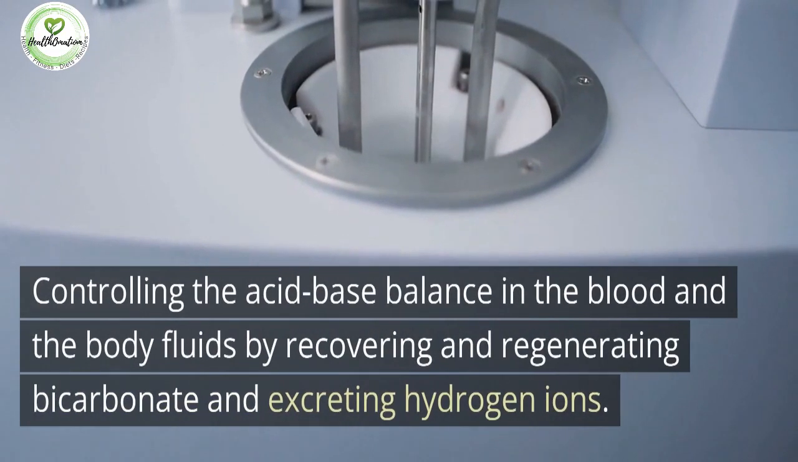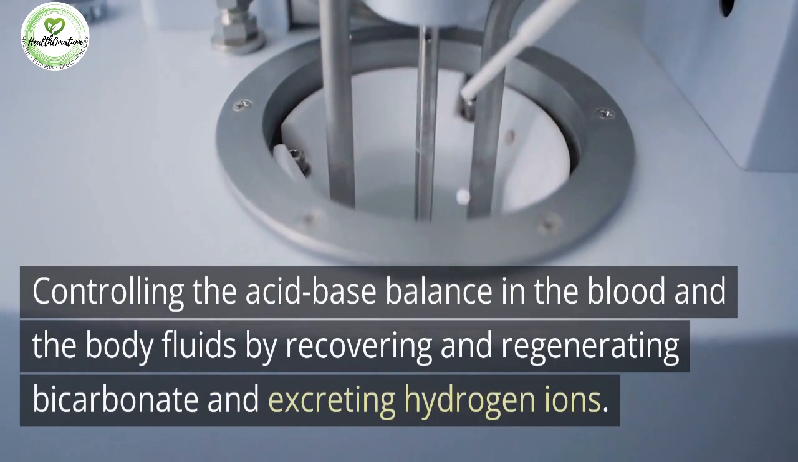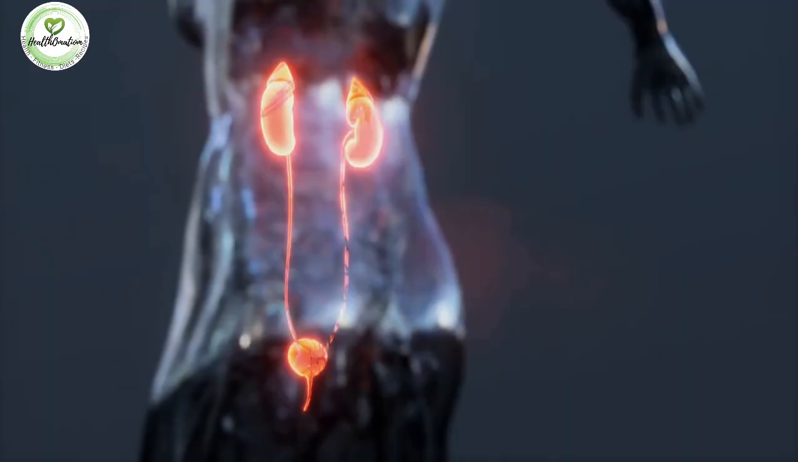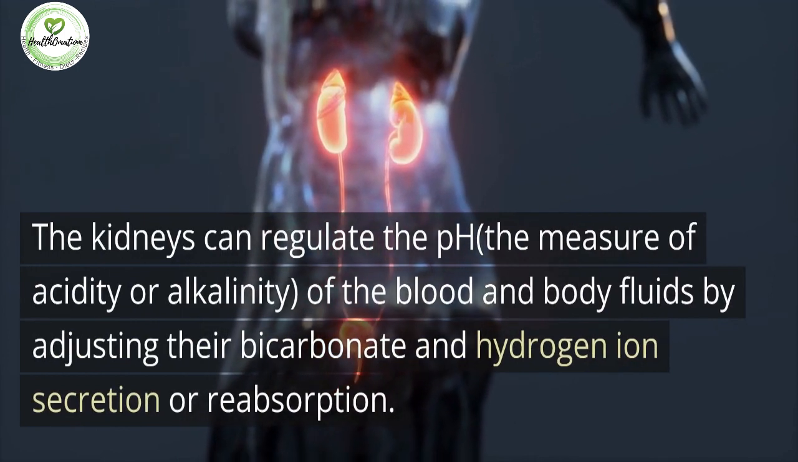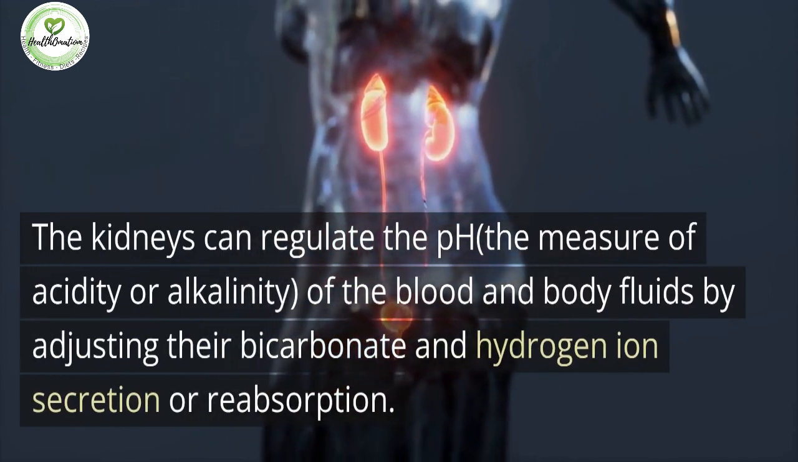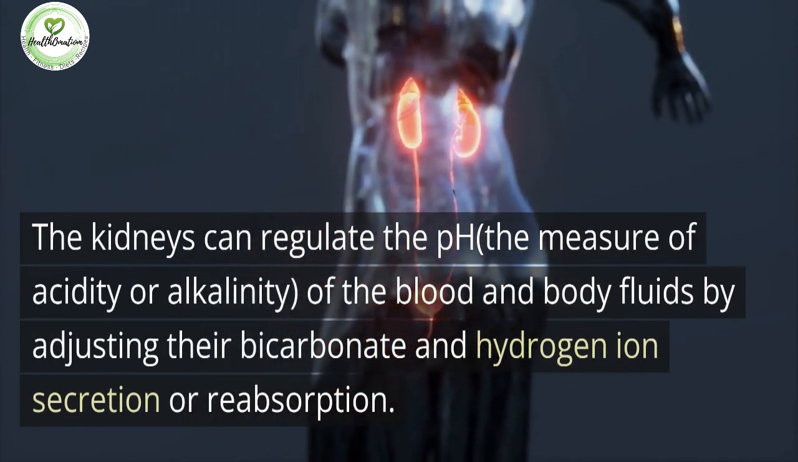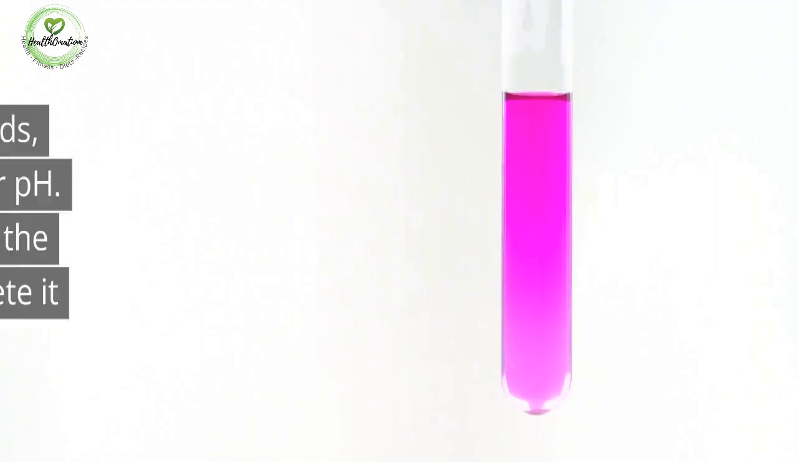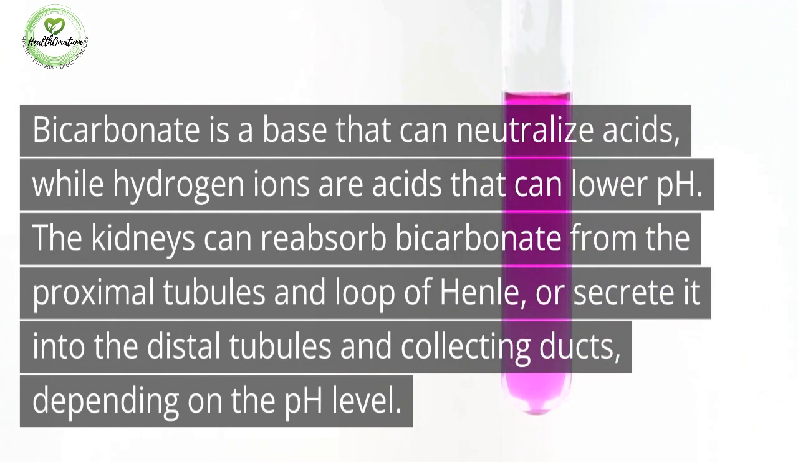The kidneys also control the acid-base balance in the blood and the body fluids by recovering and regenerating bicarbonate and excreting hydrogen ions. The kidneys can regulate the pH, the measure of acidity or alkalinity, of the blood and body fluids by adjusting their bicarbonate and hydrogen ion secretion or reabsorption. Bicarbonate is a base that can neutralize acids, while hydrogen ions are acids that can lower pH.